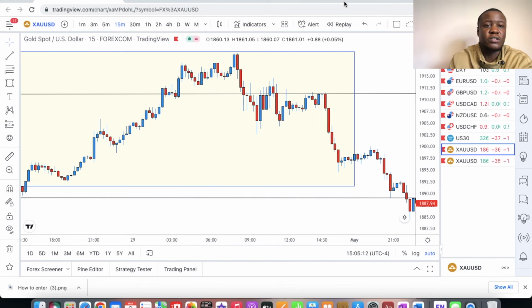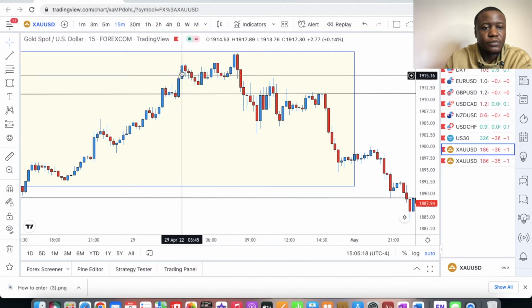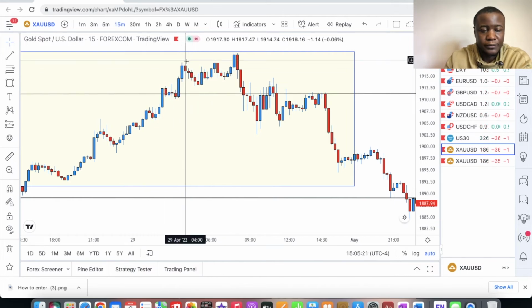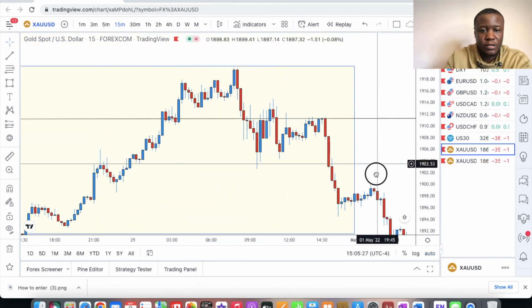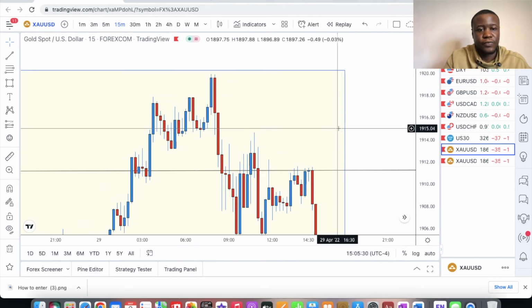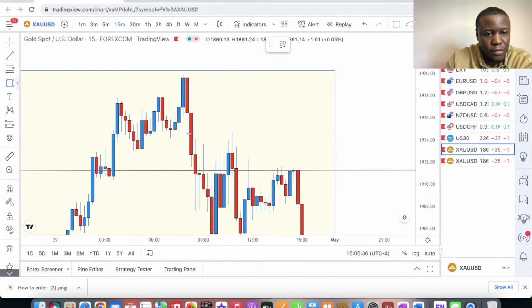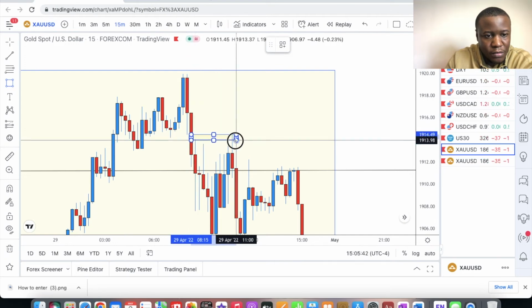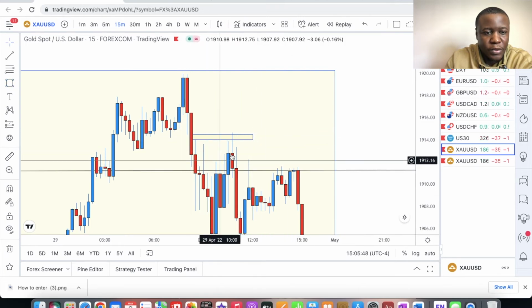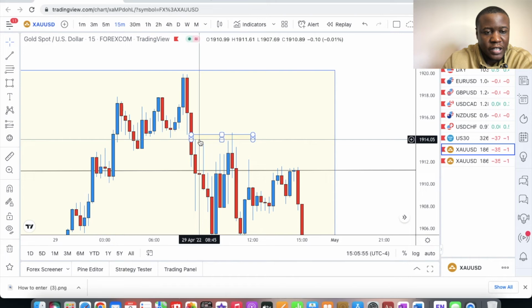So say you missed, for whatever reason, the London session. You fell asleep, whatever, or you just missed it. Here's another opportunity during the New York session. Right here, we have another gap on the 15-minute. Another forever paid gap on the 15-minute. So you could put another sell limit right here, right at this candle.